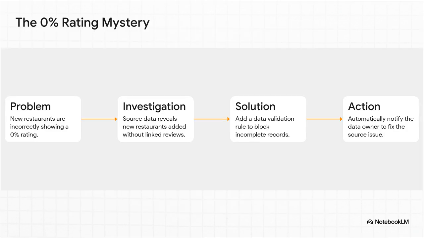Here's a perfect example from Hungry Now. A data engineer spots that new restaurants are showing up with a 0% rating, which looks awful to customers. They dig in and find that the source data is incomplete. The restaurant was added, but its reviews weren't linked yet. And here's the key. The real fix isn't just patching the bad data. It's about improving the process, like adding a validation rule to stop bad data from ever getting in and automatically pinging the data owner to fix the problem at the source.